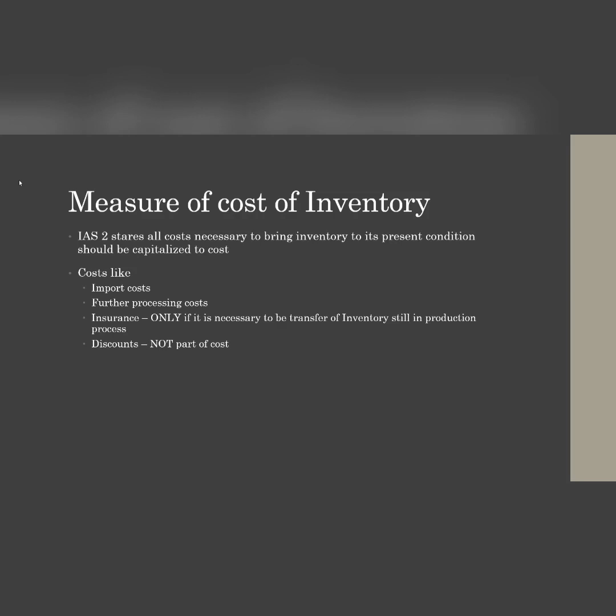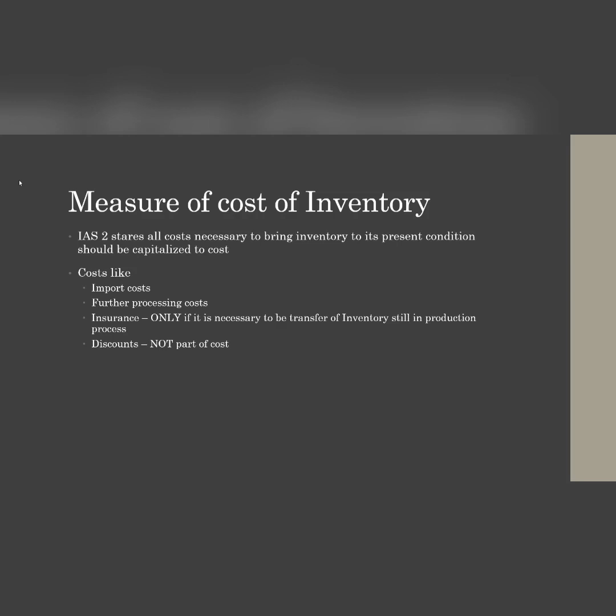If we are a manufacturing company, insurance is capitalized only if it is to insure inventory that is being transferred while still in production. Basically, if we are transferring finished goods to a retailer, that amount of insurance would not be capitalized because the finished goods are finished. As I said earlier, it's ready for sale, so we have to expense that insurance. But if it's for raw materials we transfer to a manufacturer, we capitalize it as the inventory is not yet in its present condition. So always refer to your standard.